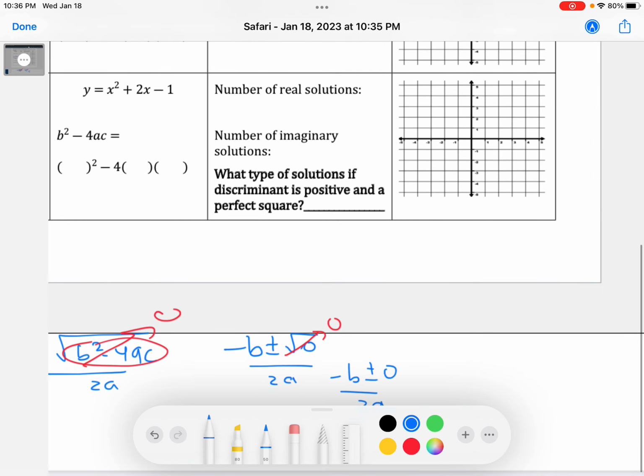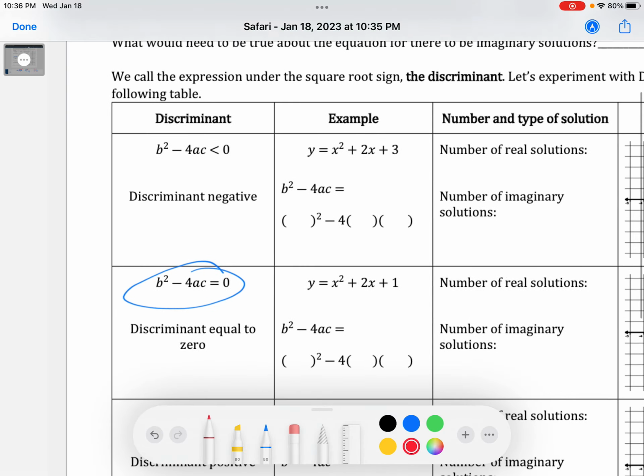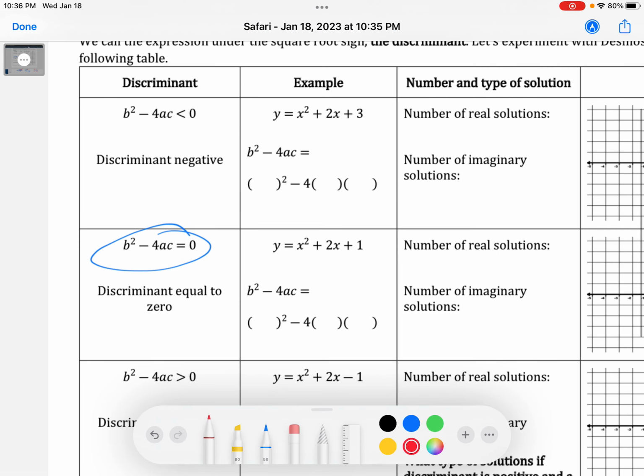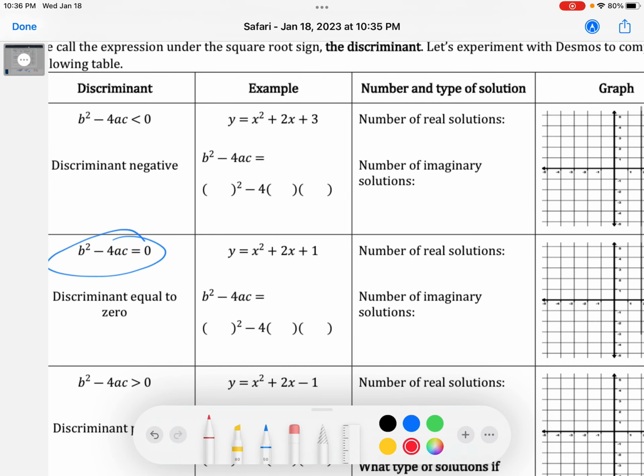And that is the same thing, breaking it apart, as negative b plus 0 and negative b minus 0. Well, we can just forget the whole plus 0, minus 0, right? And so we really just have one solution. And our one solution is just that negative b over 2a, right? Okay, so if you've got the discriminant equal to 0, then in that case, the number of real solutions is 1, number of imaginary solutions is 0.